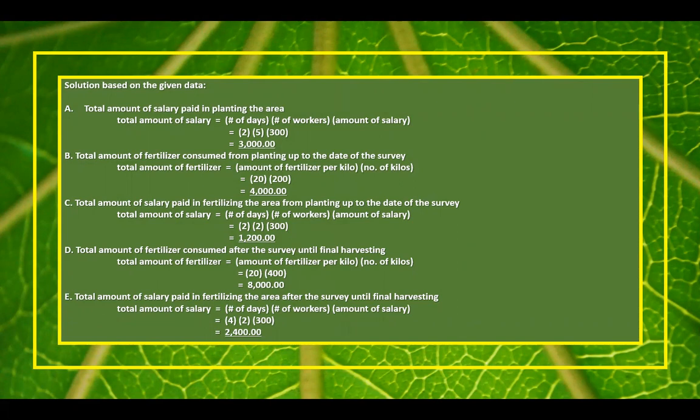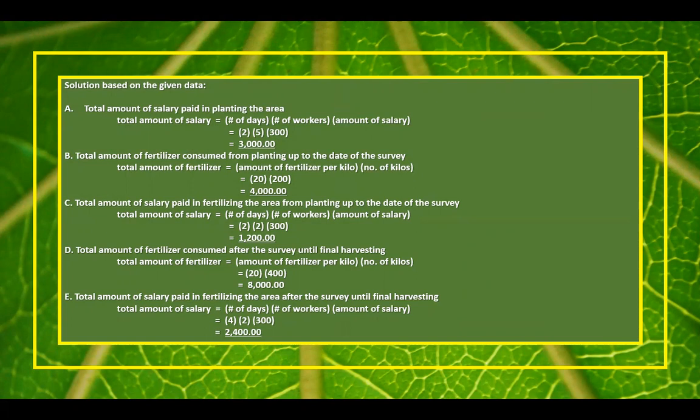For letter B, total amount of fertilizer consumed from planting up to the date of the survey, we use the formula: total amount of fertilizer is equal to the amount of fertilizer per kilo times the number of kilos. To substitute that, our amount of fertilizer per kilo is 20 and the number of kilos is 200 kilos. So the answer is 4,000.